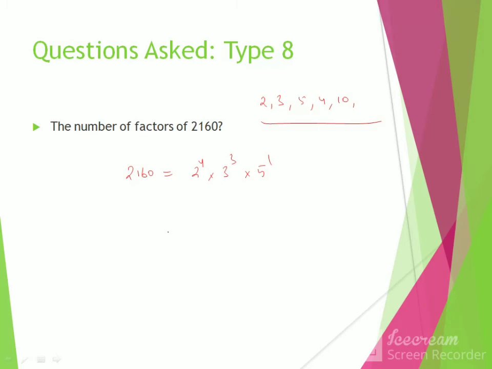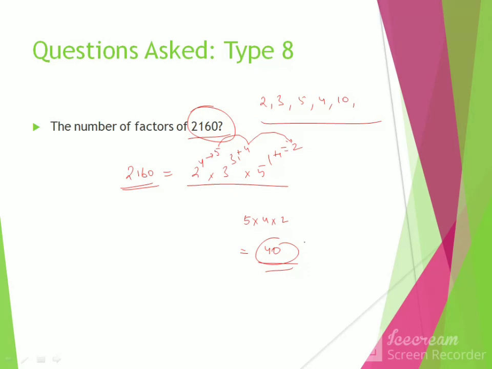So in this, the rule is that if a number is written by prime factorization in powers of primes, then the total number of factors will be: just add 1 to each power. You'll get 5, 4 and 2. Now after adding 1 to each power, multiply them. Once you multiply them, you'll get a total of 40 factors of this number.